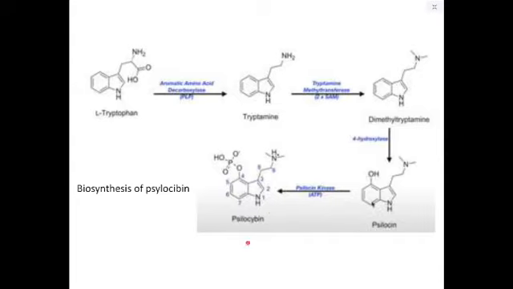Remember, both psilocin and psilocybin are poisonous. Both of them are hallucinogenic when taken orally.